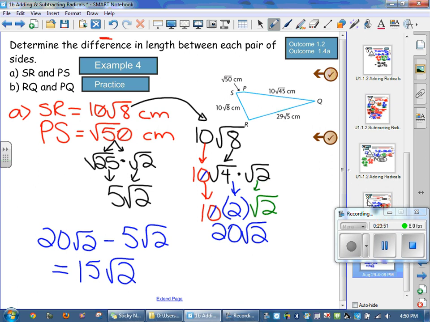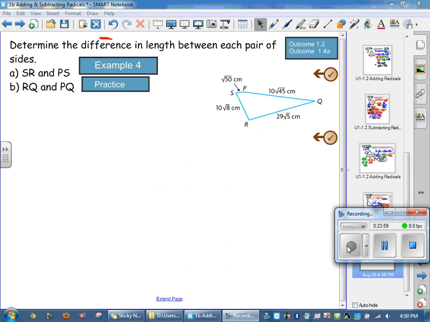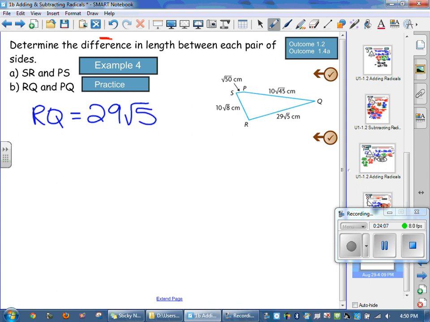Okay, so we now have RQ. I know that RQ is in simplest form. It's 29 root 5. Root 5 cannot be broken down. But then I've got PQ. PQ is 10 root 45. And I know root 45 can be broken down further. So I'm going to break root 45 down. It simplifies to root 9 times root 5.